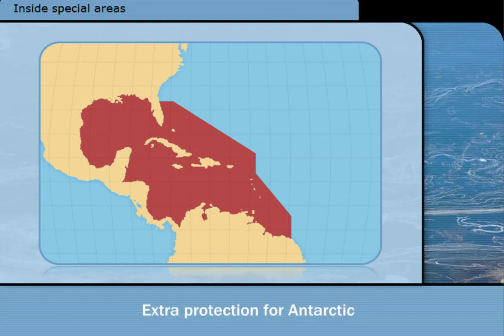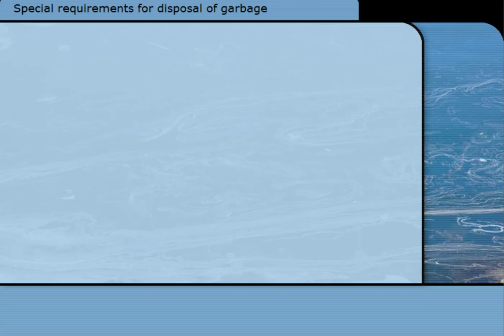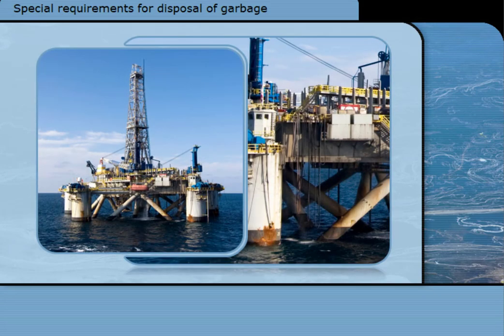Garbage discharges of any kind within the Antarctic area are discouraged, and ships should have the capacity to store garbage until the next port with reception facilities. MARPOL distances are measured from the edge of the ice shelf rather than land. There are special requirements for discharge of garbage within 500 meters of fixed or floating platforms used for exploiting seabed resources.